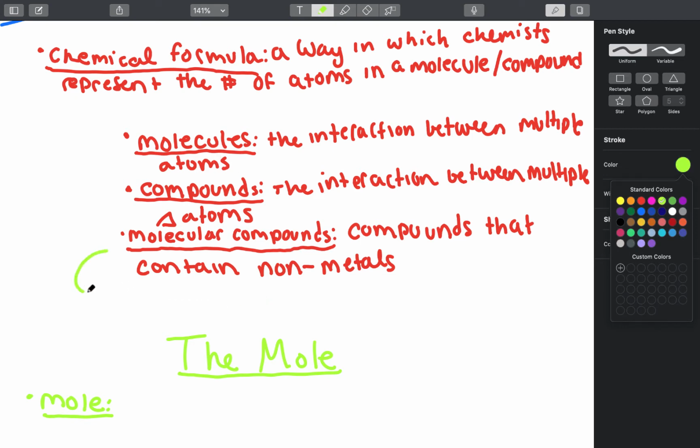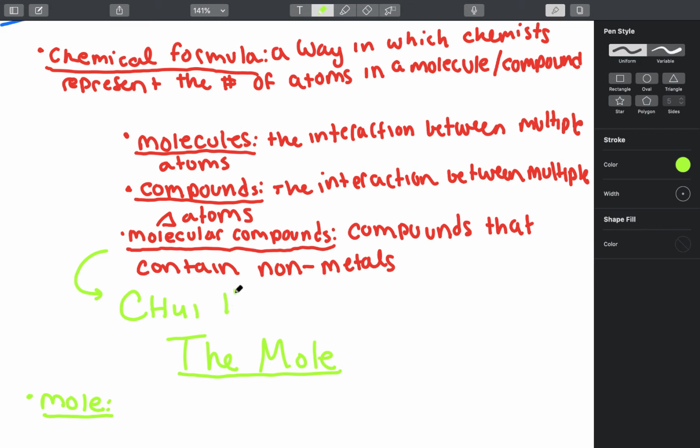Some examples of chemical formulas that are molecular compounds are methane, water, methanol, and you can go on and on. All of these are molecular compounds, and these are their chemical formulas.